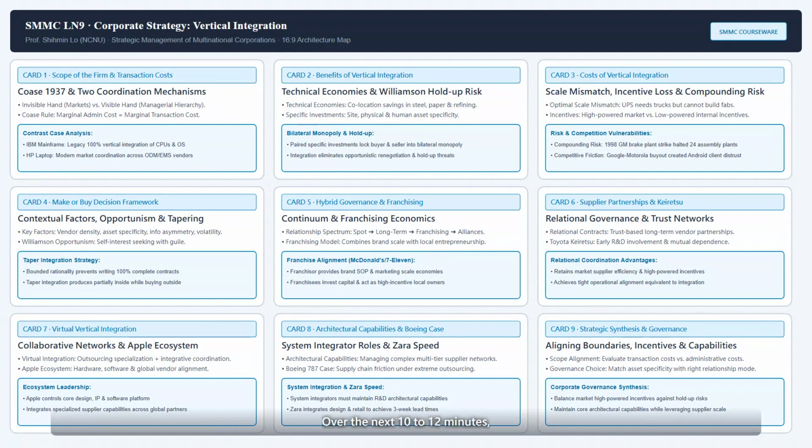Over the next 10 to 12 minutes, we will explore Ronald Coase's transaction cost economics, the benefits of technical economies and asset specificity, the costs of optimal scale mismatches and incentive loss, Williamson's decision framework for make or buy, franchising economics, Toyota's Keiretsu supplier network, virtual vertical integration, and architectural capabilities. Let's step into the economics of firm boundaries.